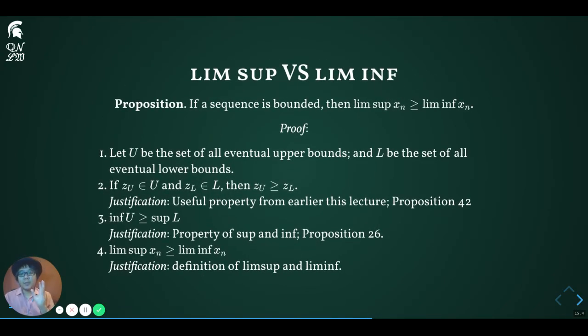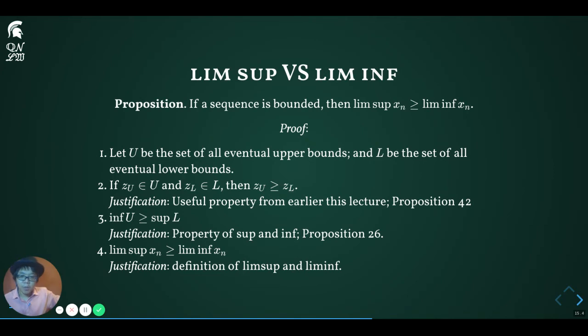Before moving on to some examples, let's introduce a very intuitive and useful property of lim sup and lim inf. Proposition: if a sequence is bounded, then its lim sup is at least as large as its lim inf. The proof follows quickly by putting together some facts we already know.